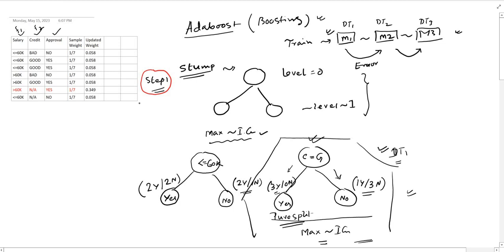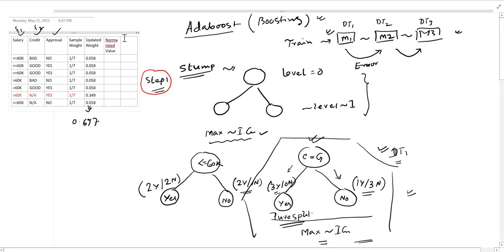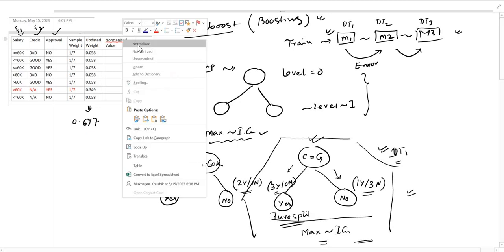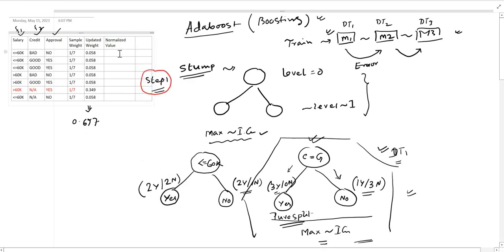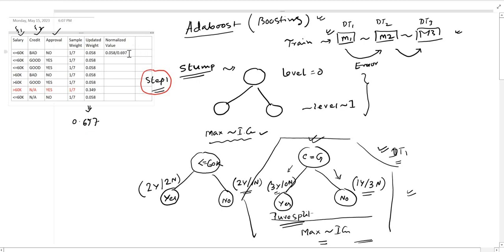The total sum of these values is actually coming to 0.697. And when we are doing the normalization, let me write the normalized value. Okay, we are going good. We are making a lot of progress. Now we are on the normalization. So the normalized value will be 0.058 divided by 0.697. So that will be my normalized value.